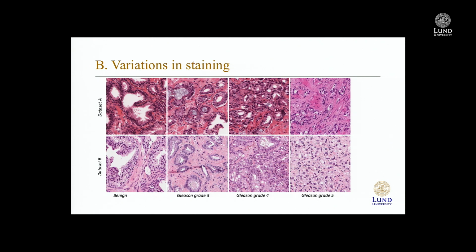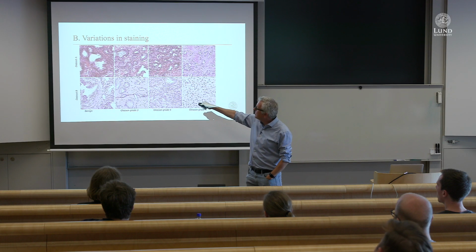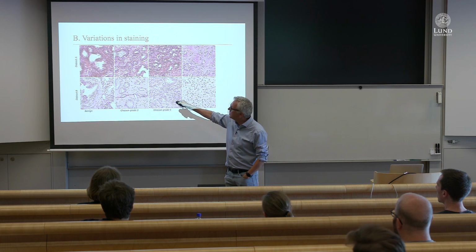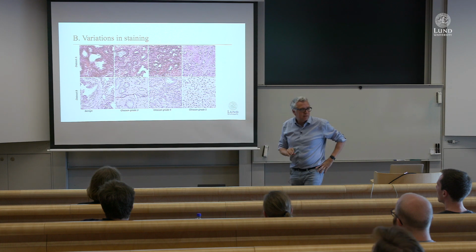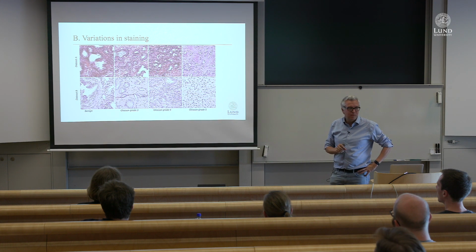So these are examples of images from dataset B. And these are examples of images from dataset A. As you can see here, these are slightly darker and these are brighter. These are slightly more textured and these are slightly lower resolution. So that is a problem.